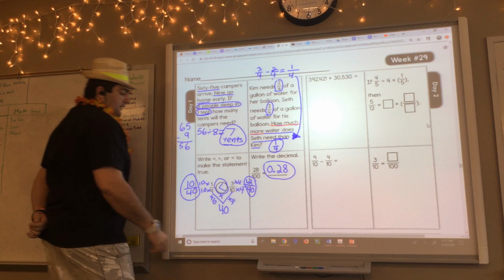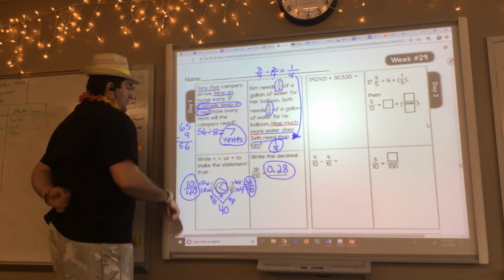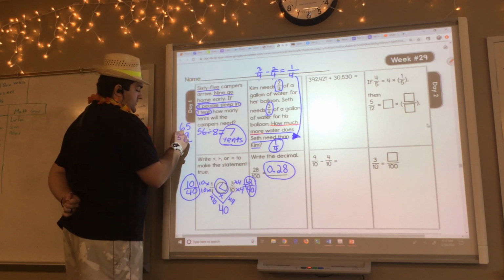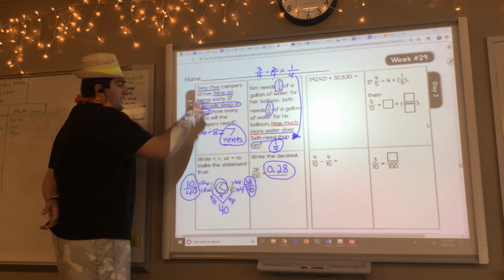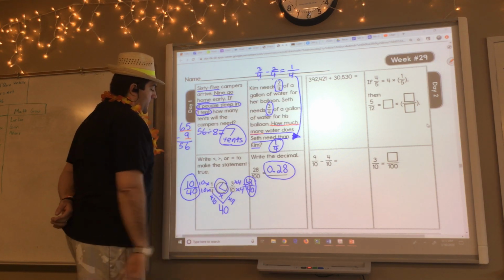So you have a total of 65 campers. I'll use a red so you know what I'm talking about. 65 campers. That's what I wrote over here. 9 of them went home early, so they left.